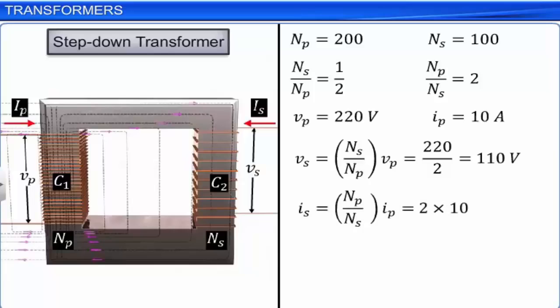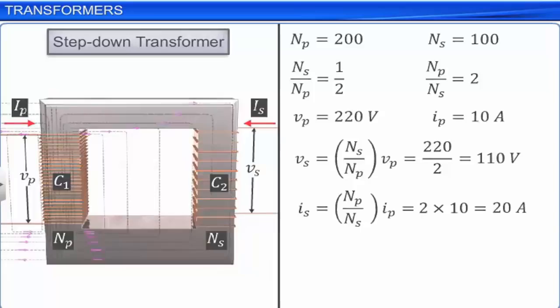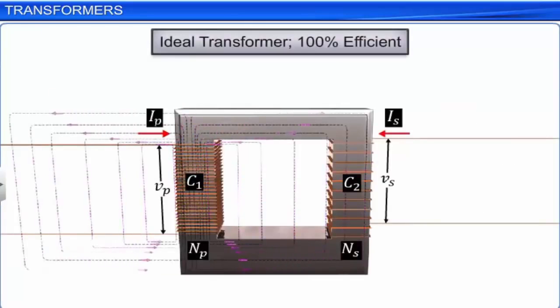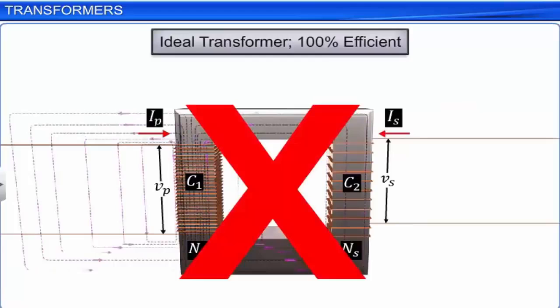These equations apply only to ideal transformers, as we assumed. However, in practical situations, all transformers incur small energy losses due to various factors such as flux leakage, resistance of winding wires, eddy currents, and hysteresis.